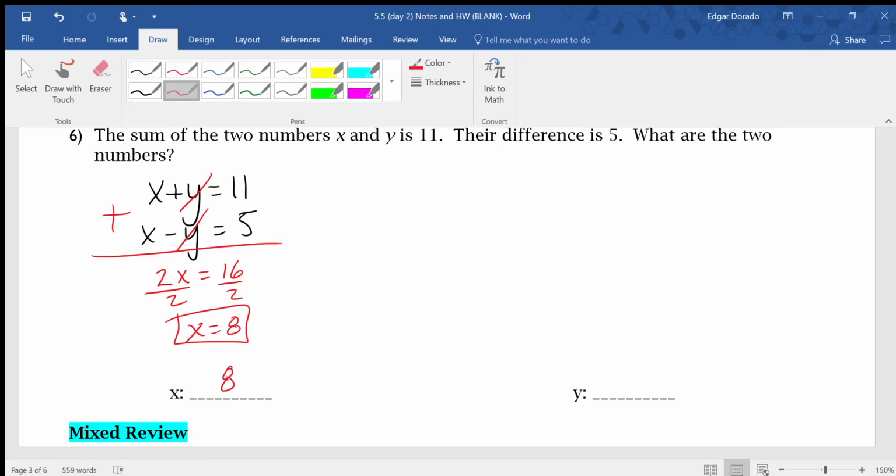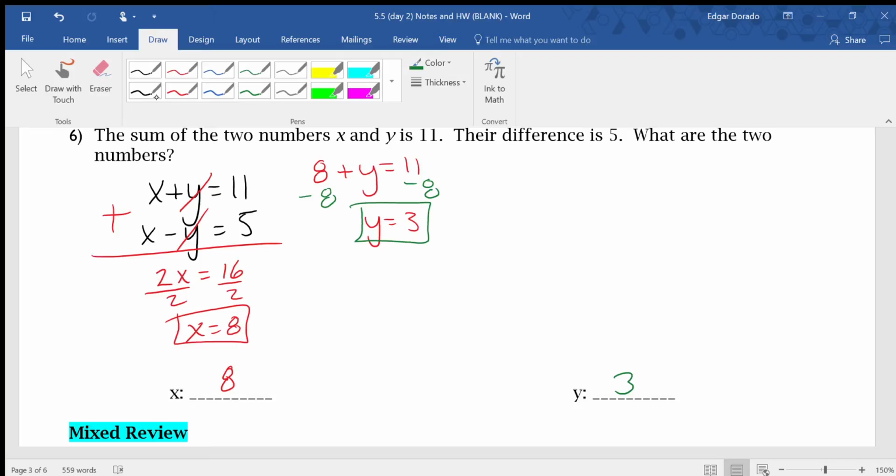Okay, substitute that back into one of the equations. I'm going to just use the top one. So x plus y equals 11. Subtract 8. You get y equals 3. So my y equals 3.